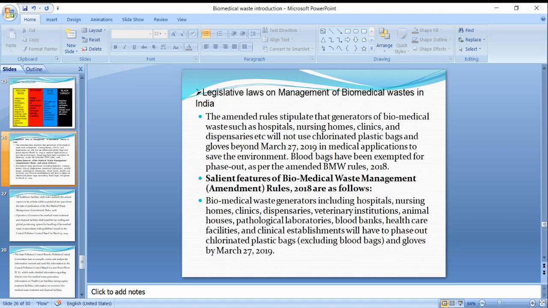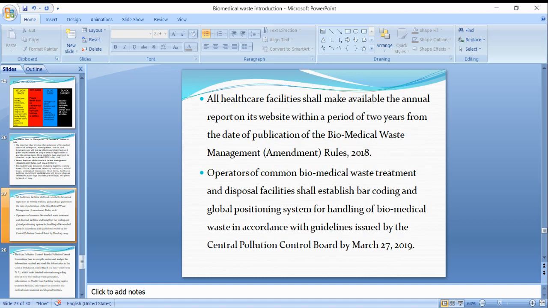First, the biomedical waste generators, including hospitals, nursing homes, clinics, veterinary institutions, animal houses, pathological laboratories, blood banks, healthcare facilities, and clinical establishments will have to phase out chlorinated plastic bags. Excluding the blood bags, they should not be chlorinated. Other than that, they have to use the chlorinated plastic bags.